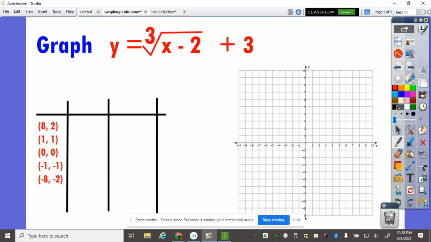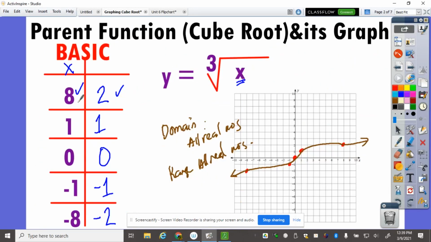Okay, let's try to graph y equals the cube root of x minus 2 plus 3. I have here the 5 basic points. These are the basic points from the parent function, from the table right here.